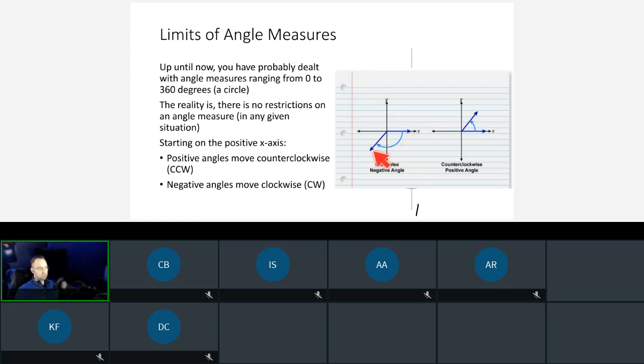Clockwise rotations are negative degrees. So negative angles move clockwise. Positive angles move counterclockwise. One way to think about it is in the Olympics, track and field, which direction do they run around the track? Yeah, they run counterclockwise. That is the proper way. So running counterclockwise is positive angles.